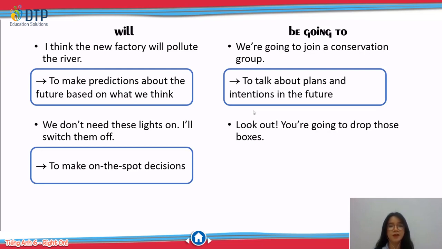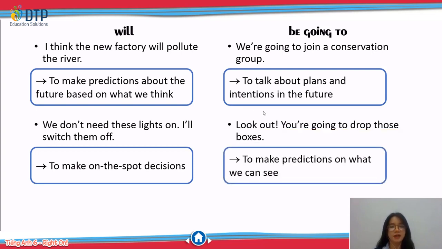Và hãy cùng nhìn vào ví dụ cuối cùng. Look out, you are going to drop those boxes. Các bạn có nghĩ rằng đây là một chuyện sắp xảy ra hay không? Đúng vậy, be going to được sử dụng để đưa ra một lời dự đoán dựa trên những gì mà người nói nhìn thấy được, và người nói cũng có cơ sở để đoán được rằng những sự việc này sắp xảy ra. Be going to is used to make predictions on what we can see.